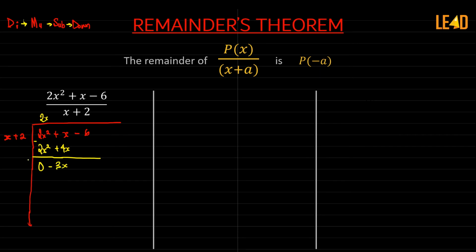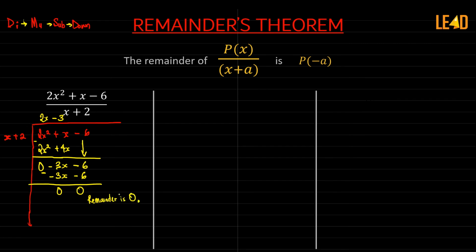So let's go again. Hold on, we need to bring down this minus 6. So minus 6. Let's go again. We divide the first by the first: minus 3x divided by x would be minus 3. Then you take that and multiply everything you have here. You would have minus 3x minus 6. Then you subtract. This would give you 0. So basically, for this one, our remainder is 0.